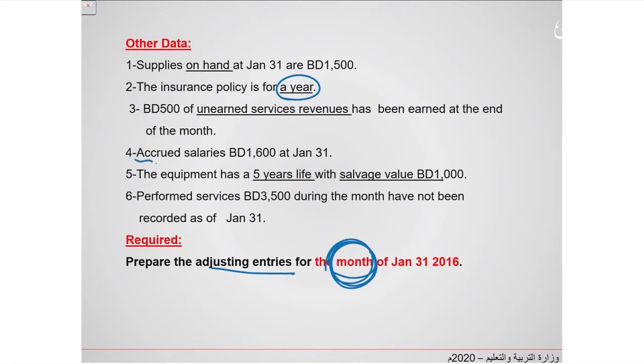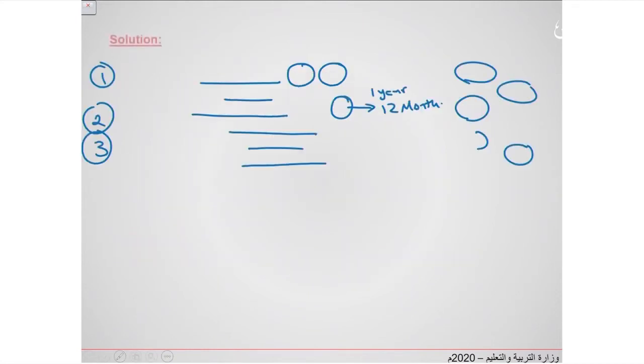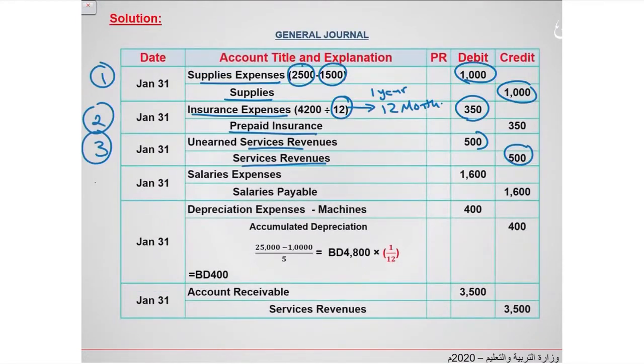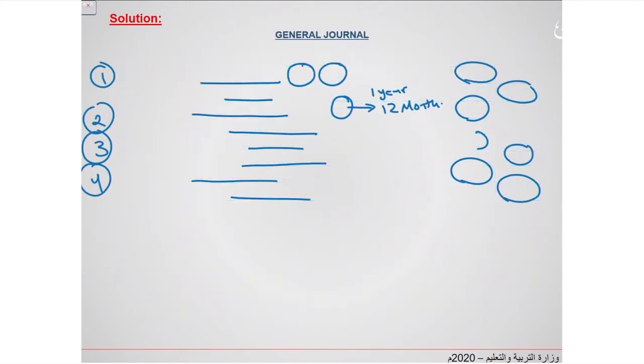Accrued salaries, there is accrued salaries mentioned 1,600. So I will go back to the fourth transaction. I put salaries expense and salaries payable, 1,600 in debit side and credit side 1,600. Go to transaction 5.